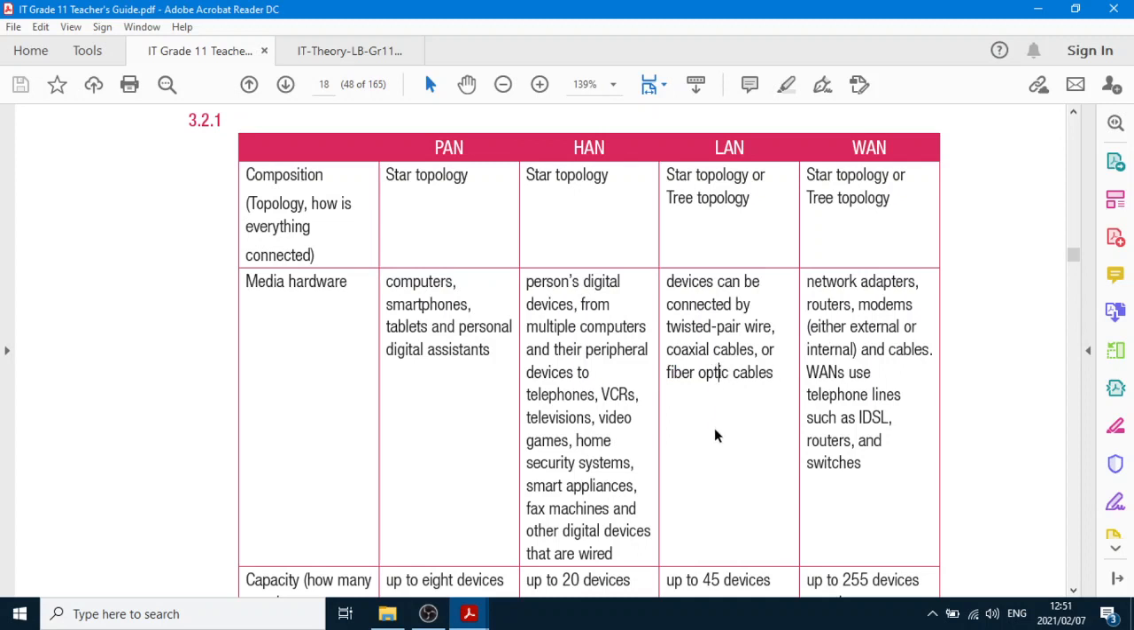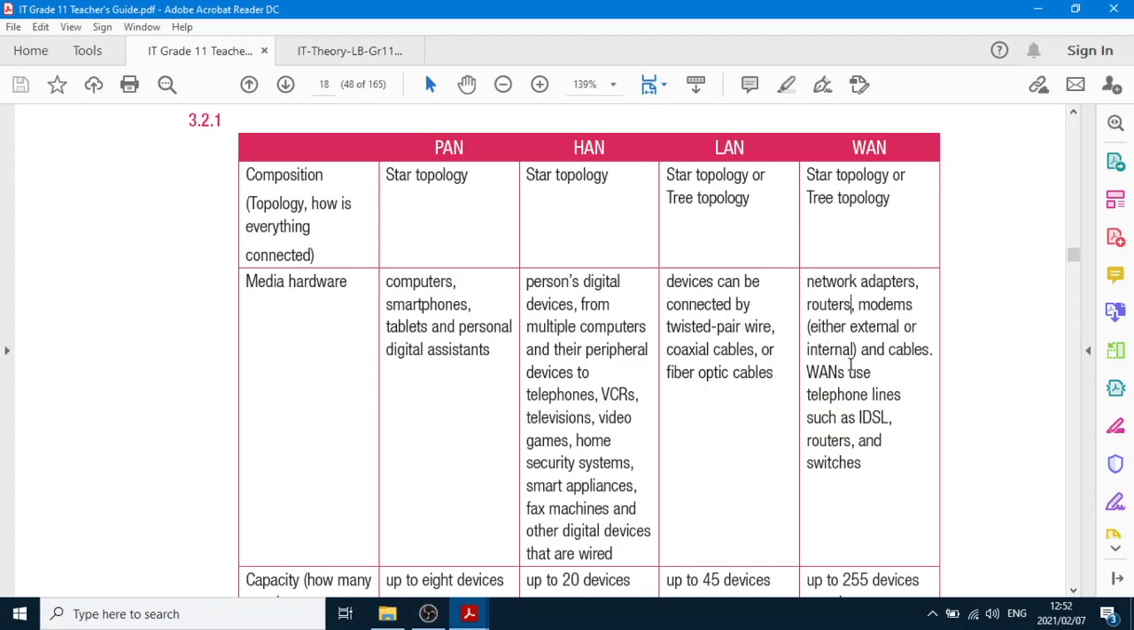Fiber is the new internet access activity. We use fiber optic cables nowadays for very fast internet access. And we saw a picture of that.